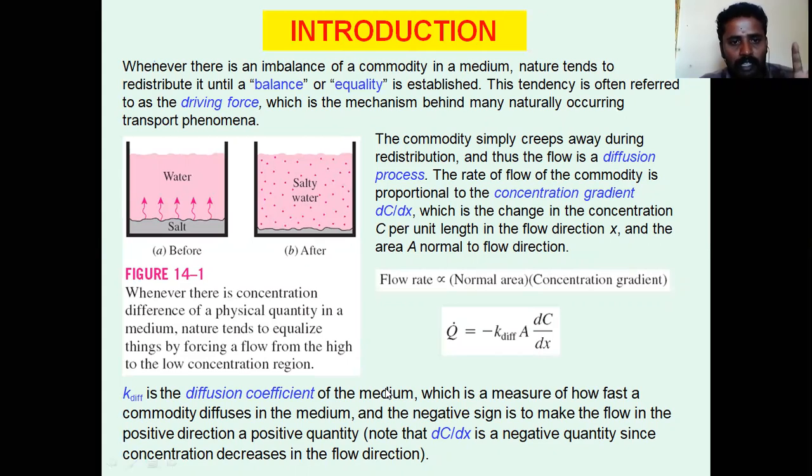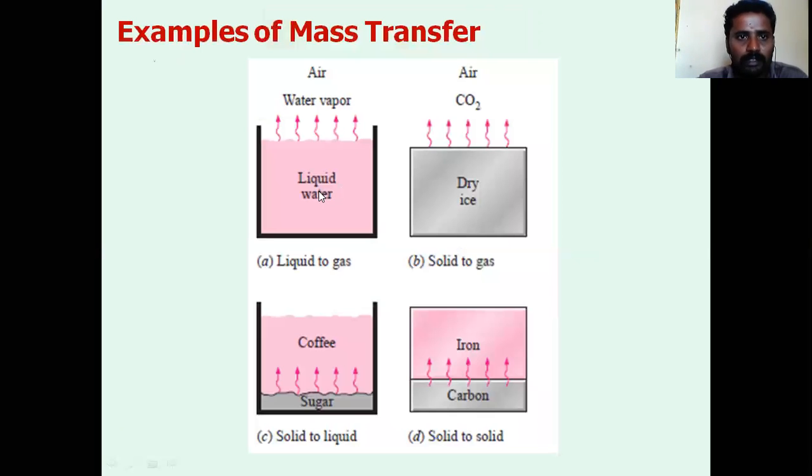For example, water and salt are mixing in that region, and how fast they diffuse is given by the diffusion coefficient, which can be found from the available data book. We take the data book and find out the mass transfer coefficient, that is, how much mass is transferred in that region. Next, another example. These are examples of heat.